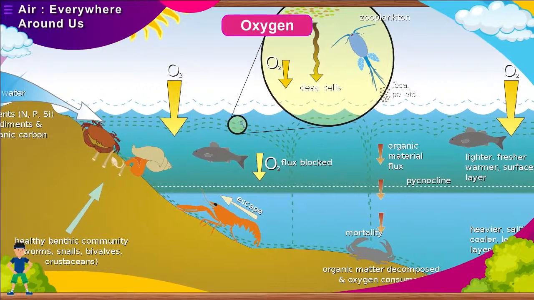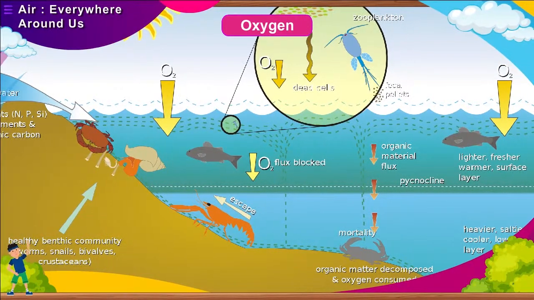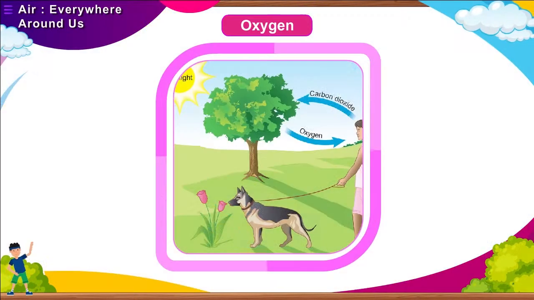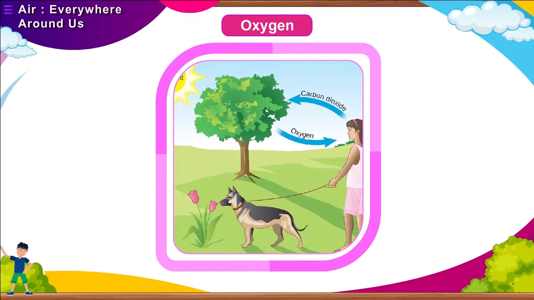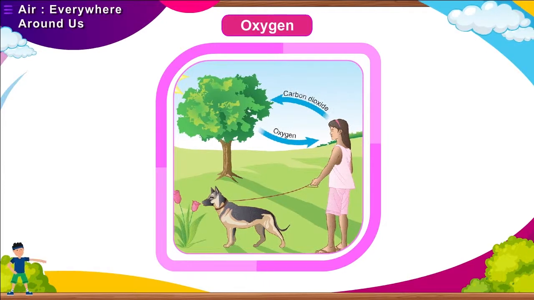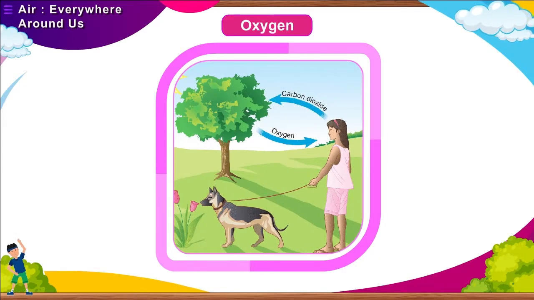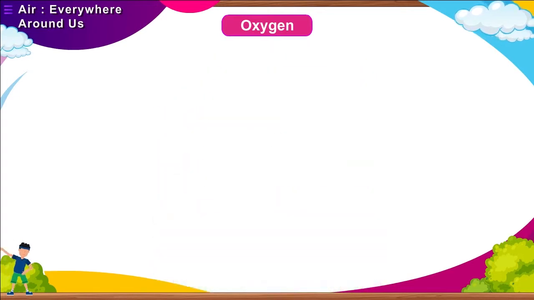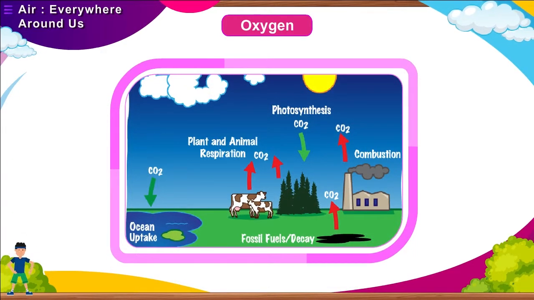The oxygen present in air is used for respiration. All living things take up oxygen present in air. This oxygen combines with food to release carbon dioxide and a lot of energy. The process is called respiration. The energy produced helps us to perform various activities.